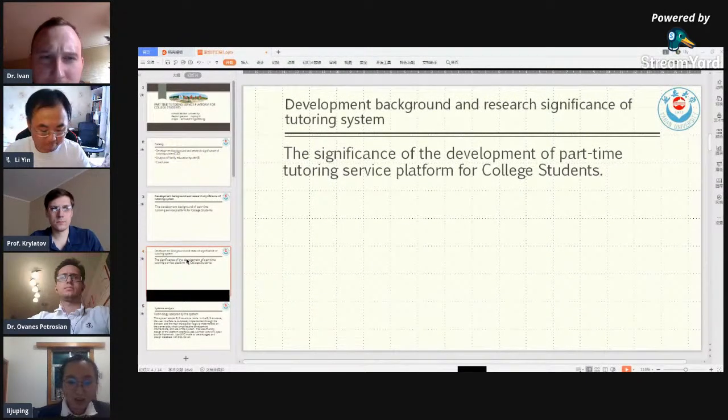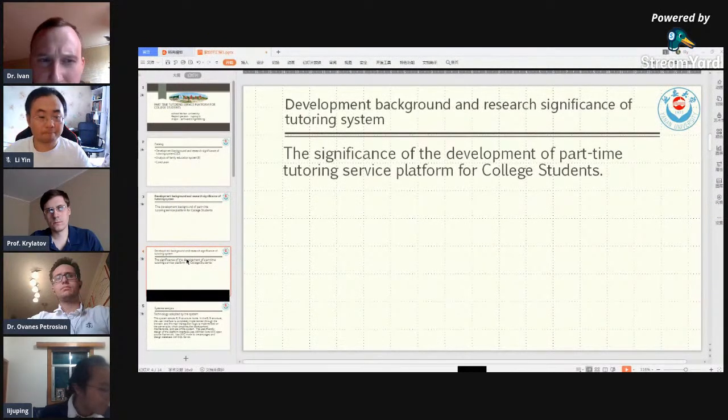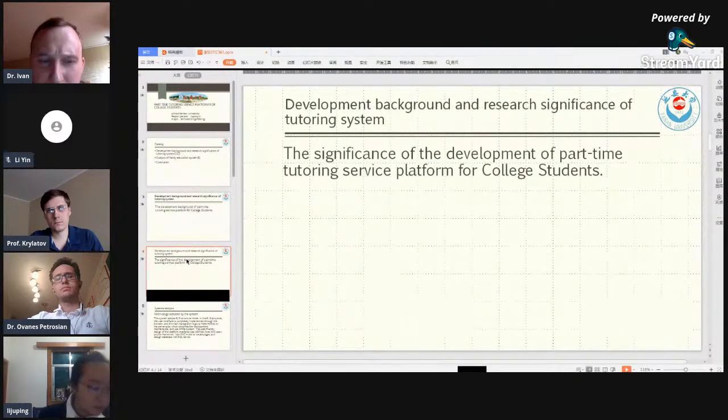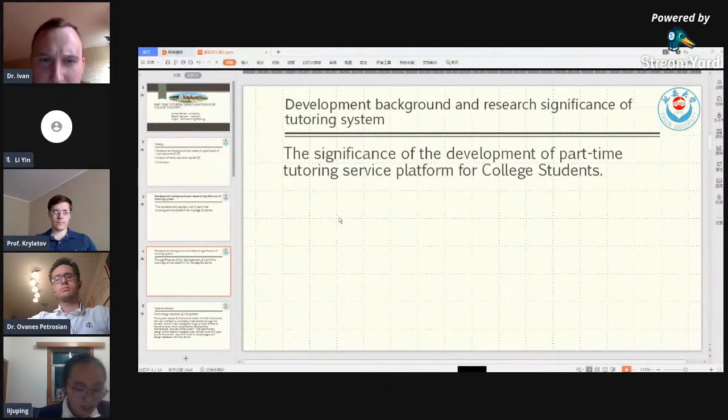The significance of the development of a part-time tutoring service platform for college students. Based on the lack of a communication platform between college students, tutors and their parents' homes, it uses the B/S structure model, ASP.NET Core MVC framework, and SQL Server database to build a college students' tutoring service platform to provide information consultancy service for parents and their families.